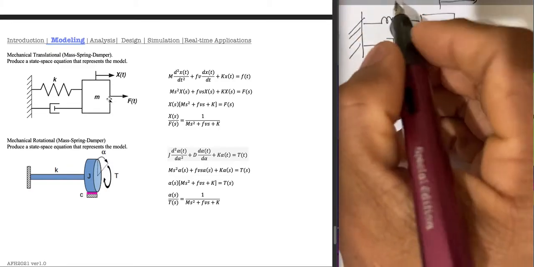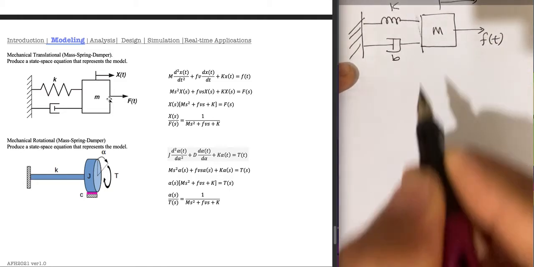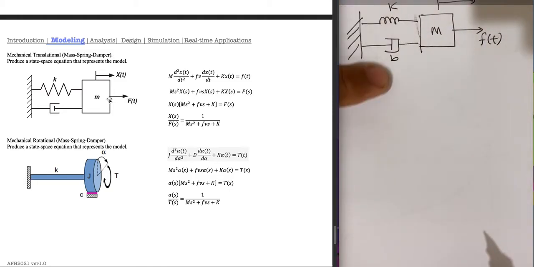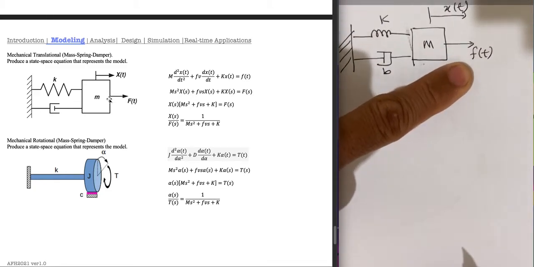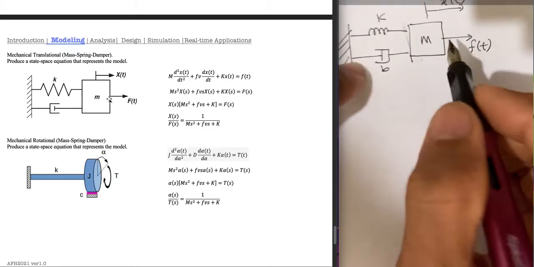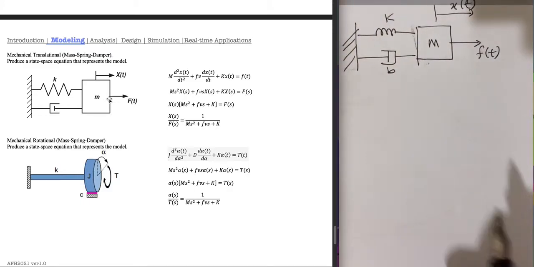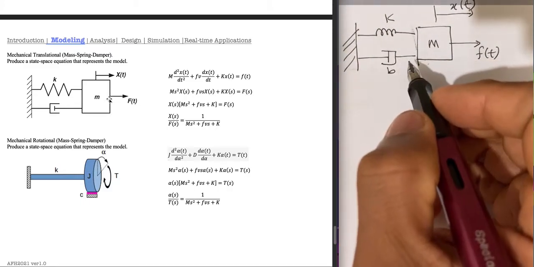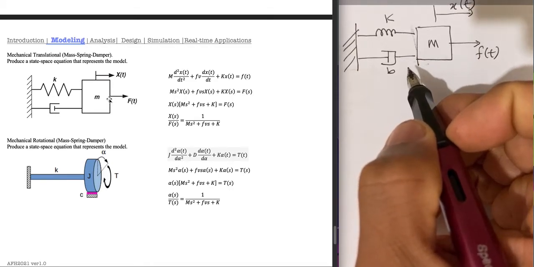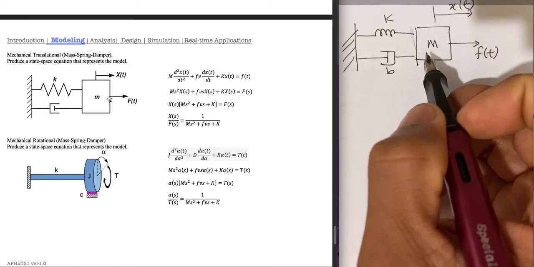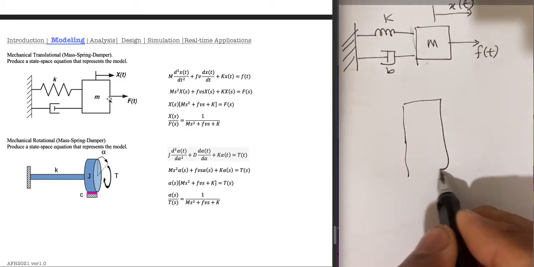We can derive a model, right? K for the spring, B for the damper, M for the mass, and then f(t) for the input and x(t) for this one. Then we can use Newton's second law of motion, where we can use the free body diagram. So this is the free body diagram.